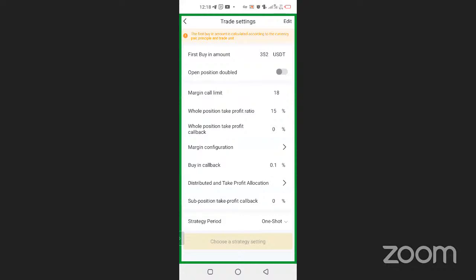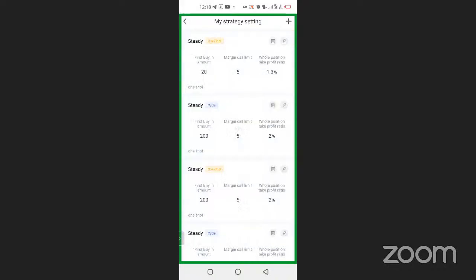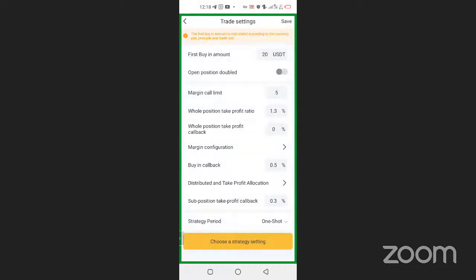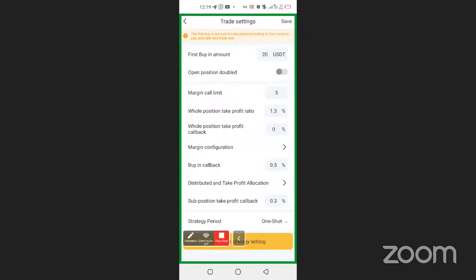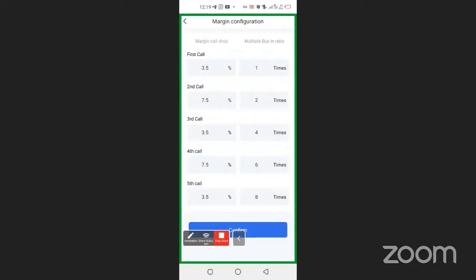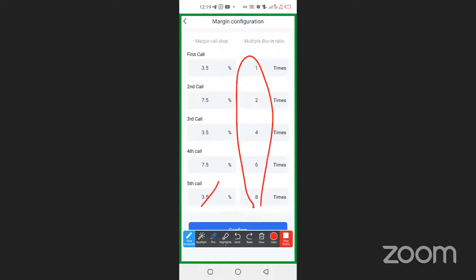Okay, then I tap on edit, use a strategy. I've already come up with my one strategy, and it is here. My margin calls are 5. My take profit is 1.3. My callback is 0. When I'm trading a one shot, I only consider this. I don't go into this, it comes as a by the way. Then I make my margin calls 5. I don't want to go into what happens when the market goes against me.